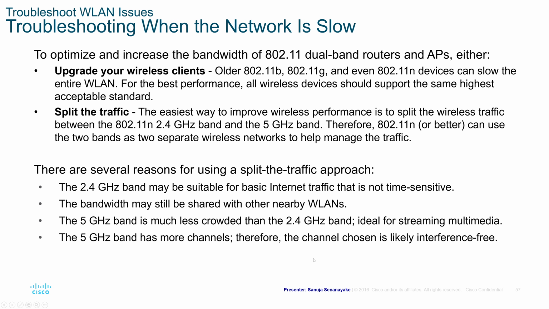The 2.4 GHz band may be suitable for basic internet traffic that is not time sensitive. The bandwidth may still be shared with other nearby WLANs. The 5 GHz band is much less crowded than the 2.4 GHz band, therefore it is ideal for streaming multimedia. And the 5 GHz band has more channels, therefore the channel chosen is likely going to be interference free. It's not guaranteed interference free, but most likely going to be.